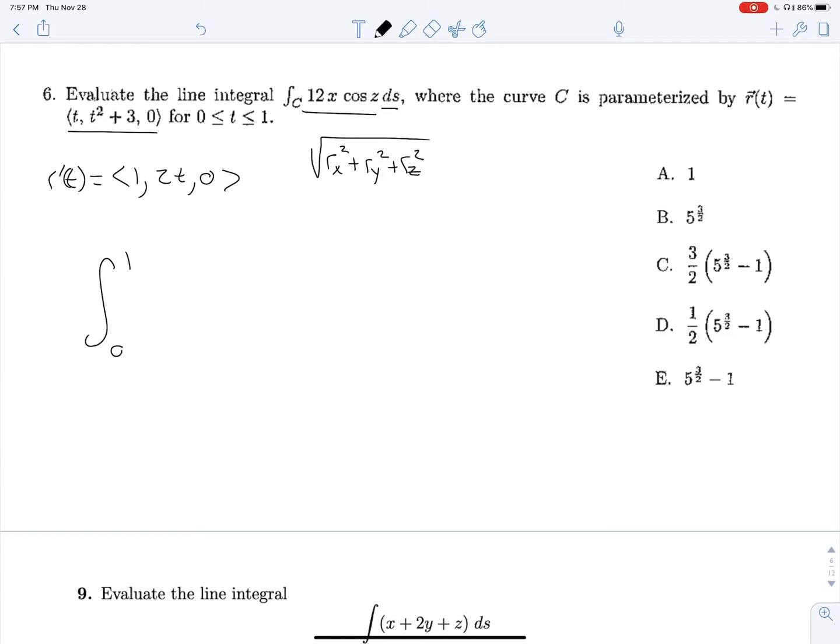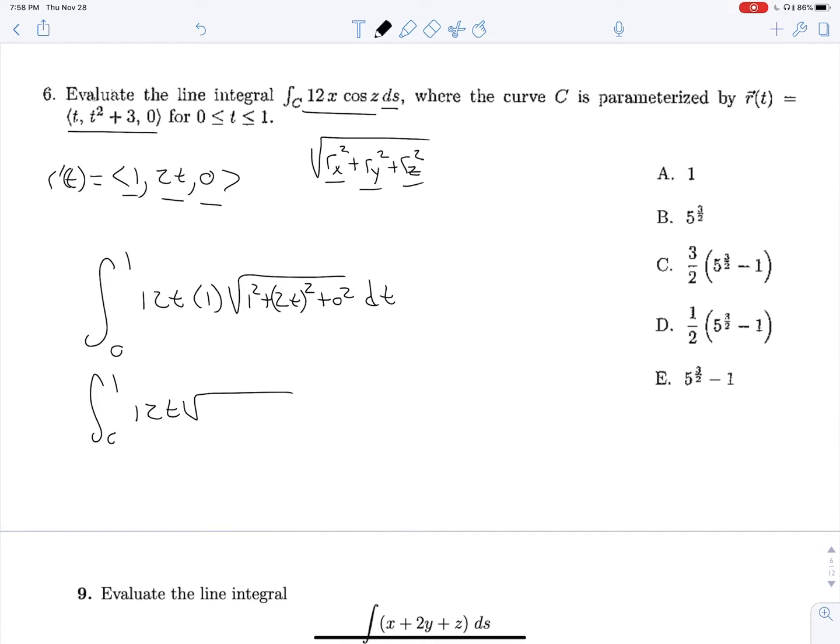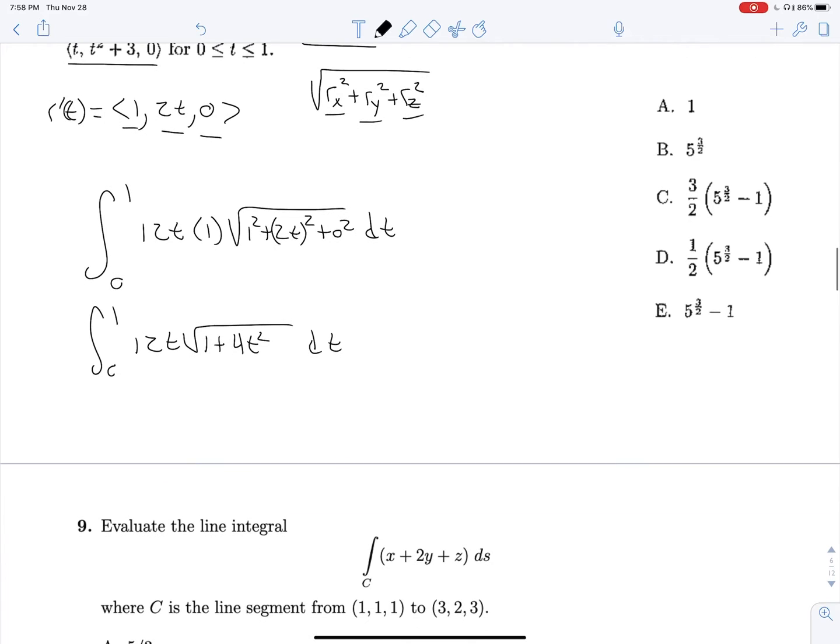We see that t runs between 0 and 1 of 12x, so 12t. Cosine z, well, z is 0, and cosine of 0 is 1, so times 1 multiplied by, let's see, this guy is going to be this guy, and this guy is going to be this guy. So our square root is going to be 1 squared plus 2t squared plus 0 squared dt. So our integral can be simplified down to the integral from 0 to 1 of 12t times the square root of 1 plus 4t squared dt, which we can do some nice u substitution on in order to solve.